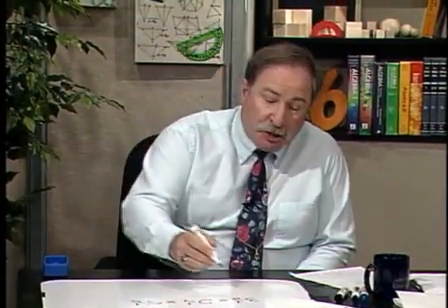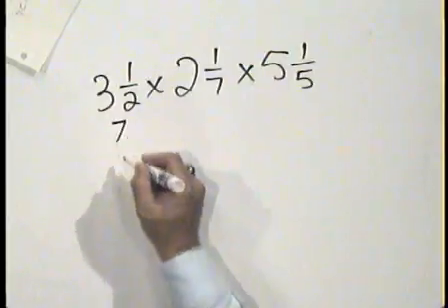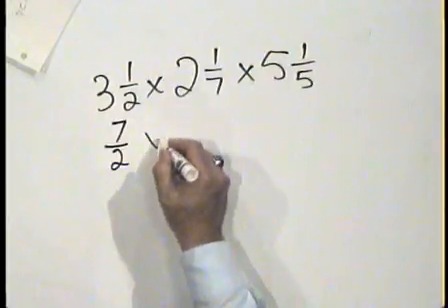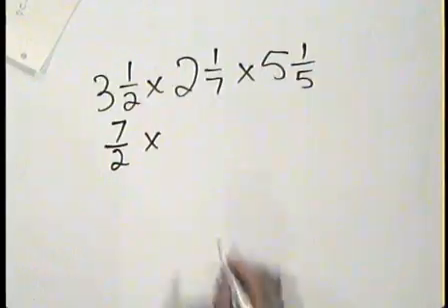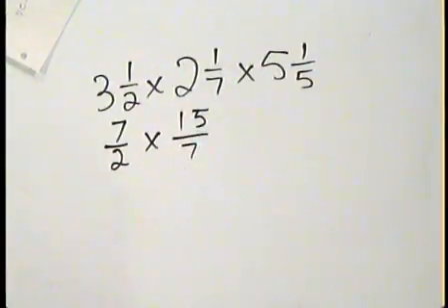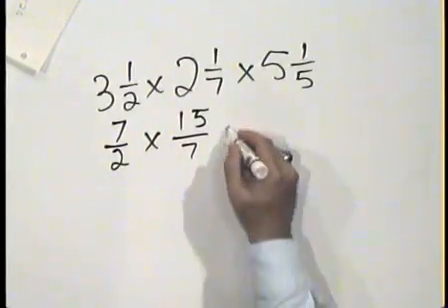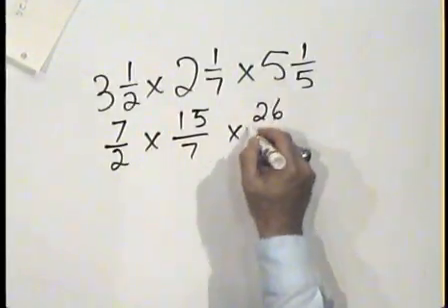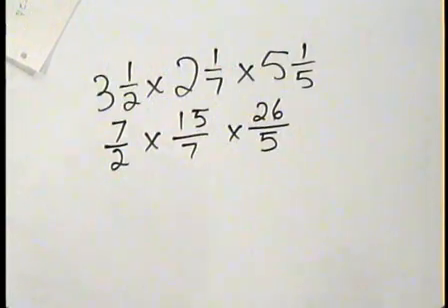Okay? First thing we need to do, change the mixed numbers to fractions. See, 3 1/2 is 7/2. 2 1/7, it's 15/7. 5 1/5, 26/5. And notice, we have 3 numbers, but we don't get upset because they're more than 2. We just take them one at a time. If we do that throughout mathematics, I think you'll find that the answers will be more easy to obtain.